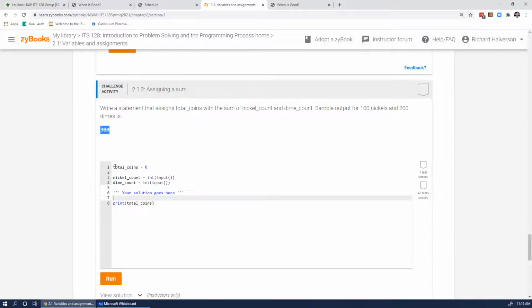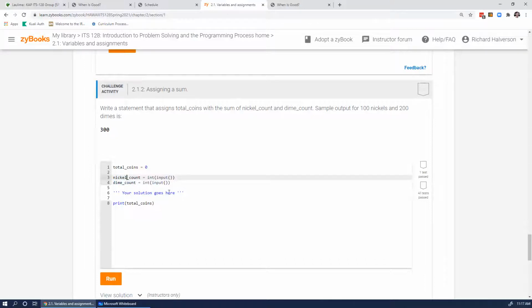Okay, so here's the starting of a program. And let's see what this program does now. First of all, the program defines the variable total coins. In fact, it initializes it to 0. You should always initialize your variables to something. And then it asks the user to enter a value for nickel count. That's what this input means: it's expecting an input from the user. And this int around it means we're going to interpret it as an integer number and not a string or a word or anything. So those two get added in there.